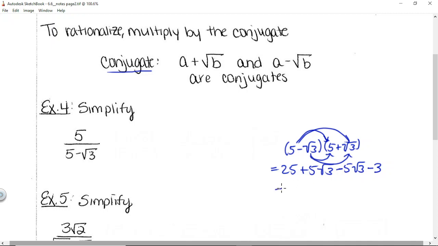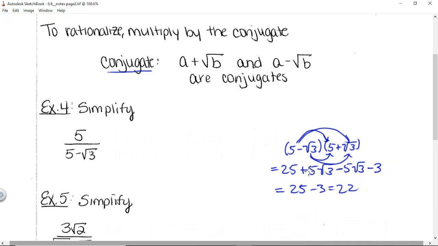So now there's no radical in that term. There are radicals here, but look, they cancel out because one of them is plus 5 times the square root of 3. The other one is minus 5 times the square root of 3. So you just have 25 minus 3, which is 22, and no radical. And that will always work if you multiply by the conjugate.